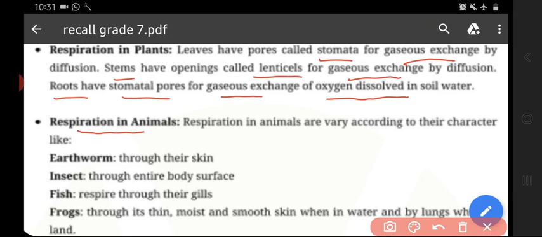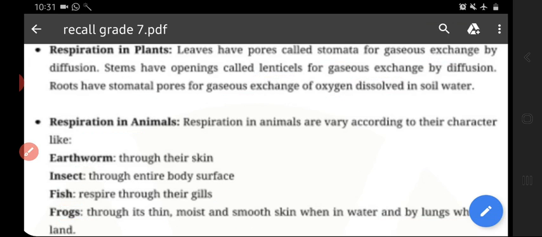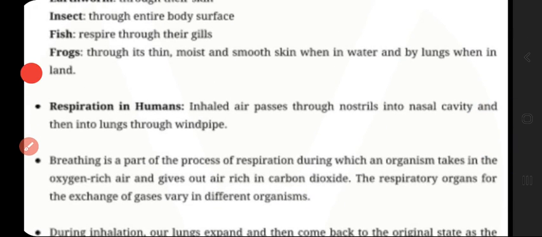Respiration in animals varies according to their characteristics. Earthworms respire through their skin, and an insect through its body surface, and fish through the gills, and a frog through its thin moist smooth skin, and also by the lungs.